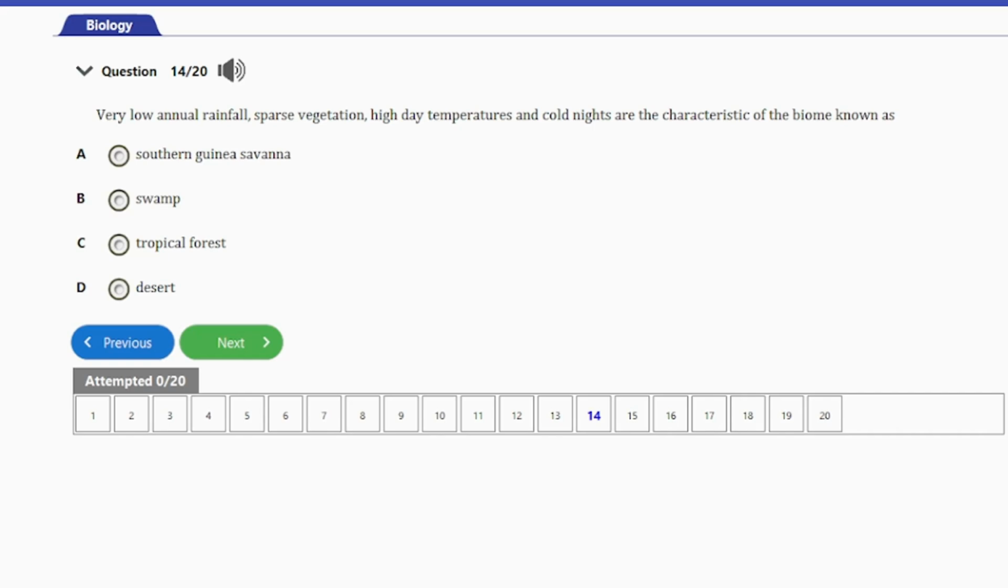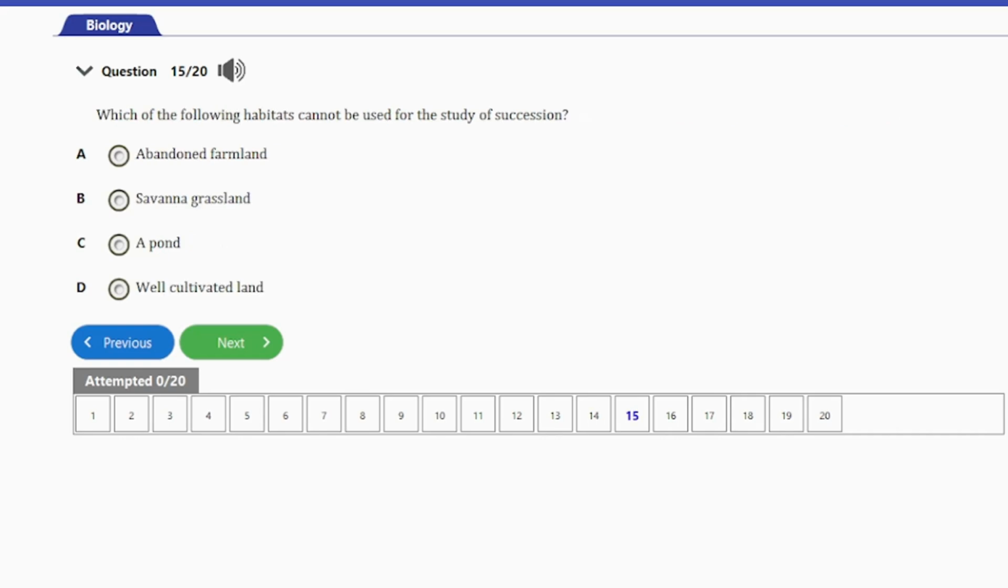Question number 14. It says, very low annual rainfall, sparse vegetation, high day temperatures, and cold nights are the characteristics of the biome known as A. Southern Guinea savanna, B. Swamp, C. Tropical forest, D. Deserts. So guys, the answer to this question is option D, and that's deserts. So let's consider the next question.